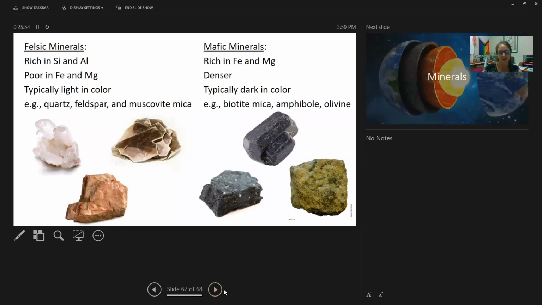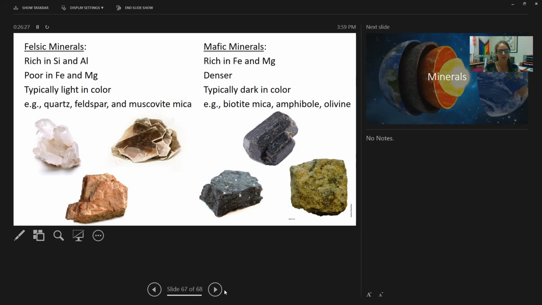All right, the last thing we're going to talk about this time is one more way we classify minerals. And I think that this classification is going to be the most important for us. And that is classifying minerals based on how much silica they have in them. Remember, I said silicates are the most common type of mineral on Earth, right? So classifying minerals based on how much silica they have in them is a really good way for us to talk about minerals and talk about how they're going to behave.